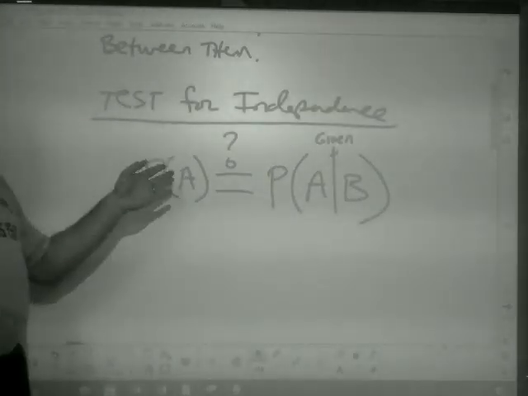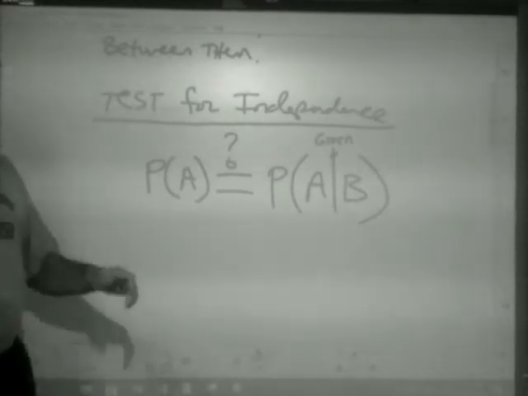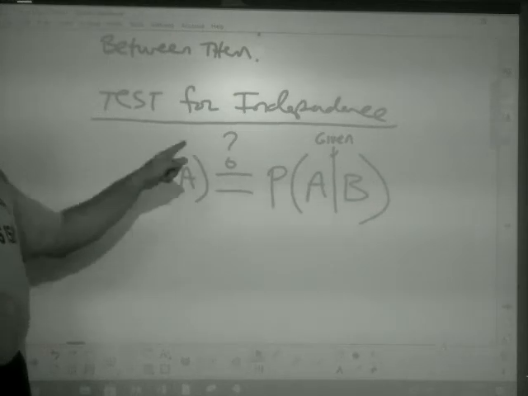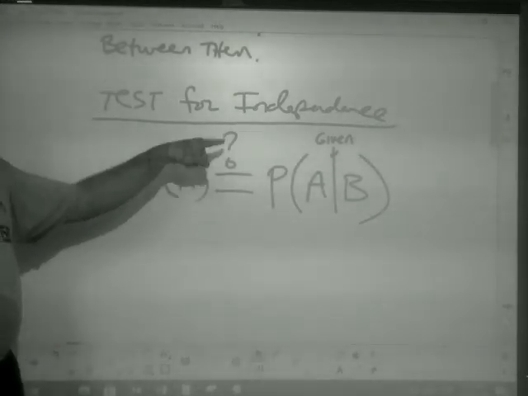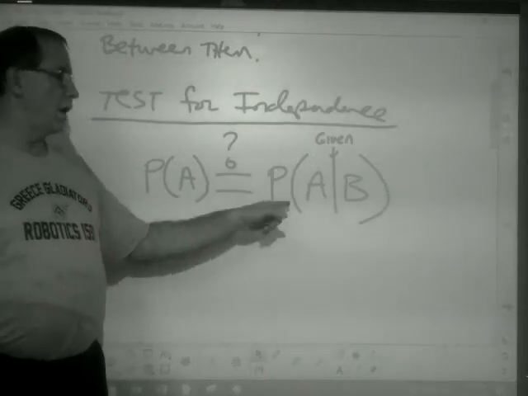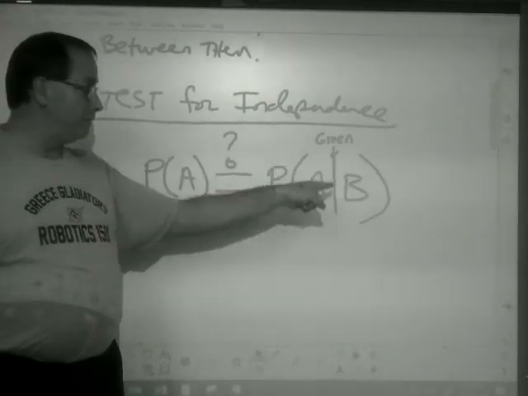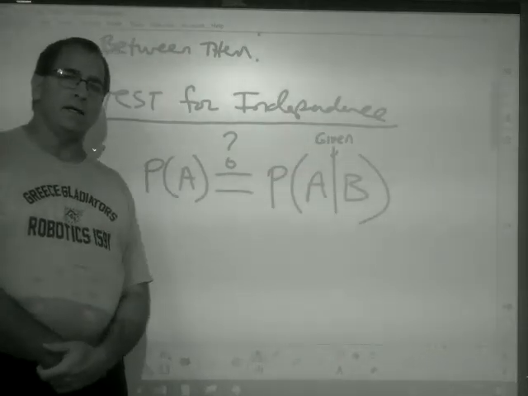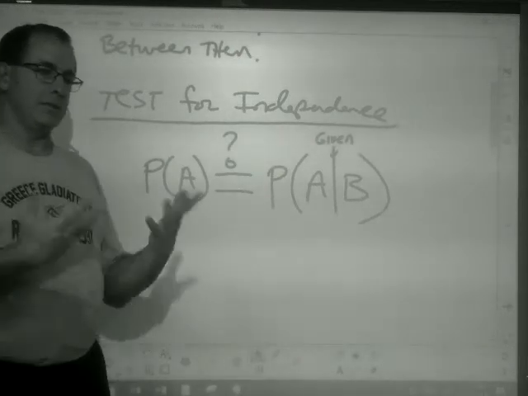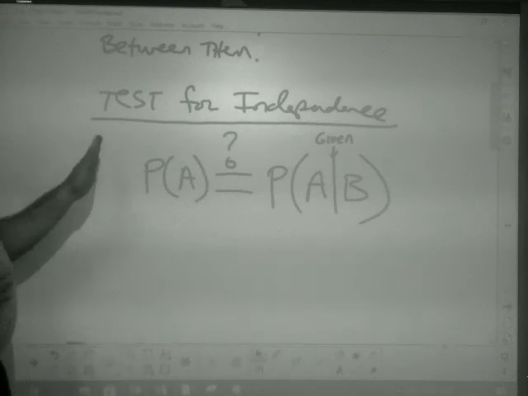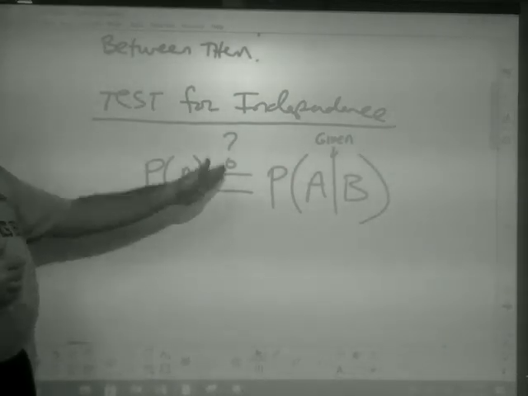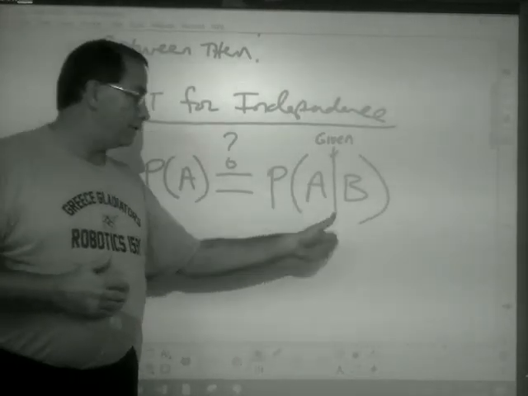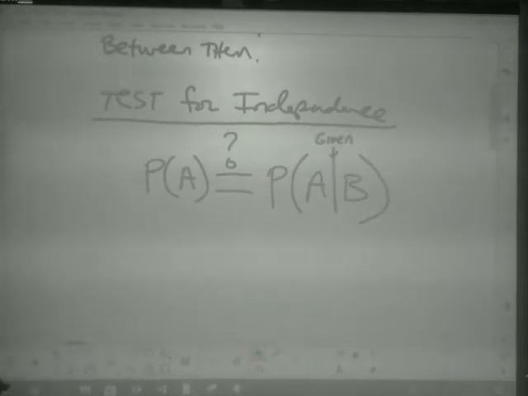We have two variables, A and B, and we take a look at: is the proportion of A, or the probability of A, the same as, that's what we're wondering, the proportion or probability of A, given, that's what this line means, that event B has already happened, given that B is in place. So, again, does the probability or proportion of A equal the probability or proportion of A, given B has happened?